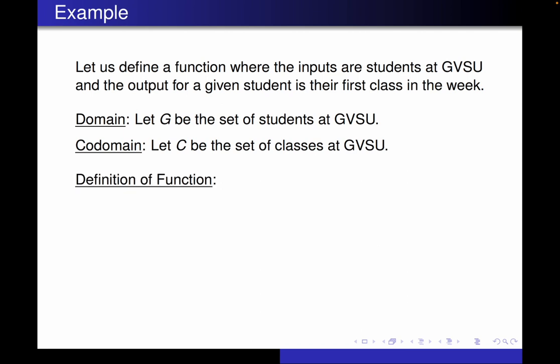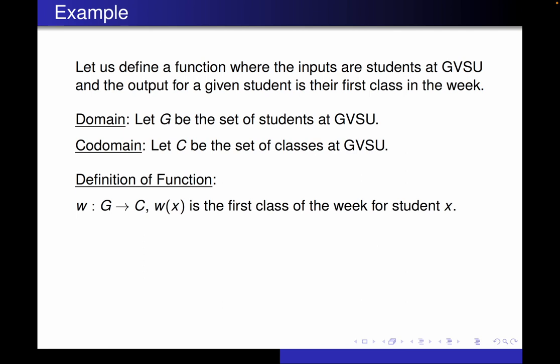And then we're going to define what the function does. How do we say which inputs go with which outputs? So we're going to write W colon G right arrow C to tell us what the name of the function is. We're calling it W. What the inputs are, the set of GVSU students, and what the outputs are going to be, the set of classes at GVSU. And we're going to say that W of x is the first class of the week for student x.